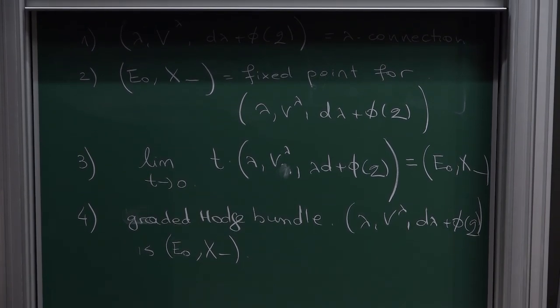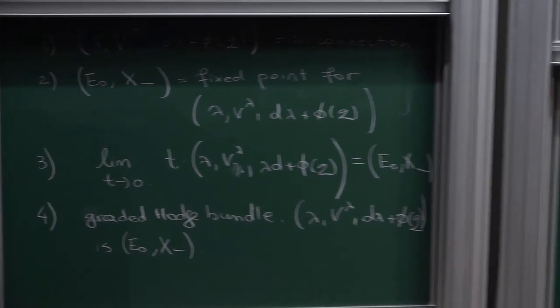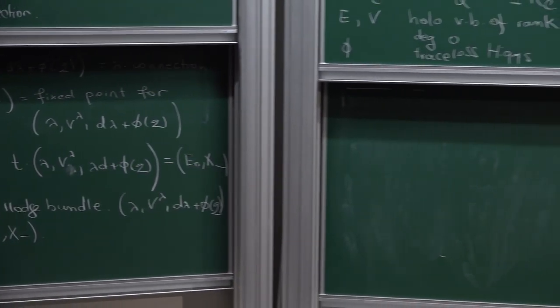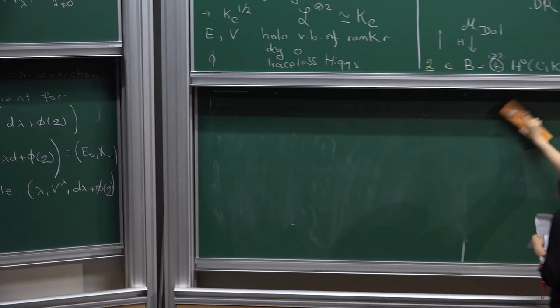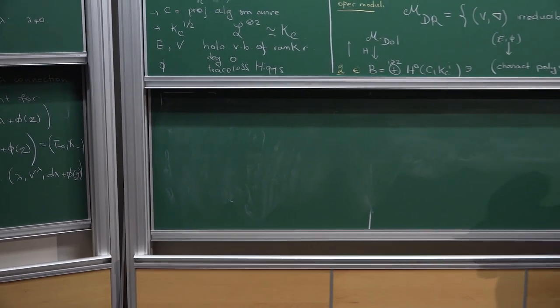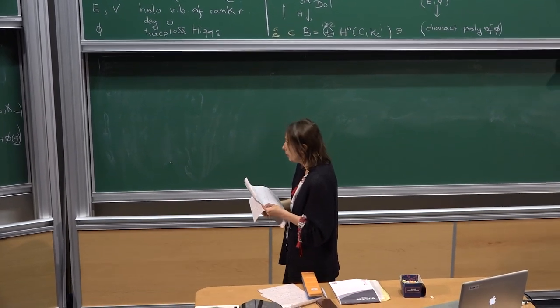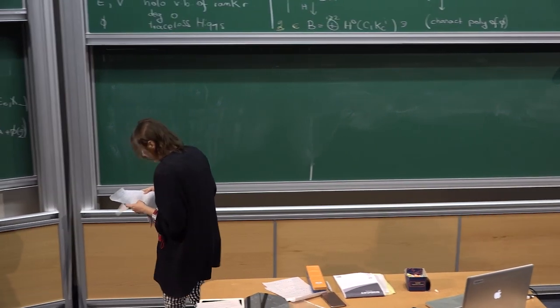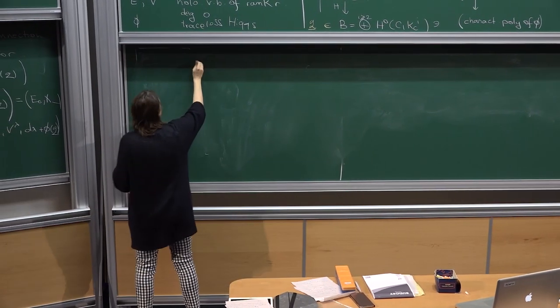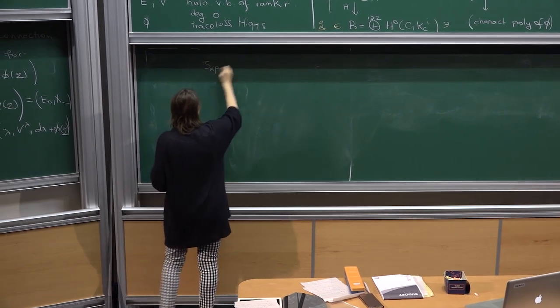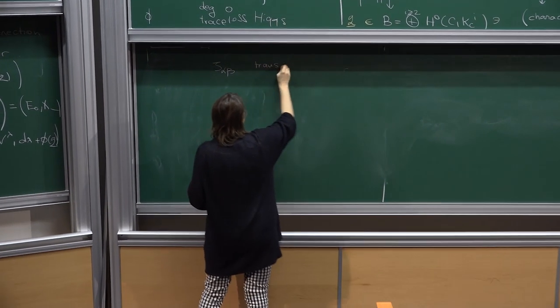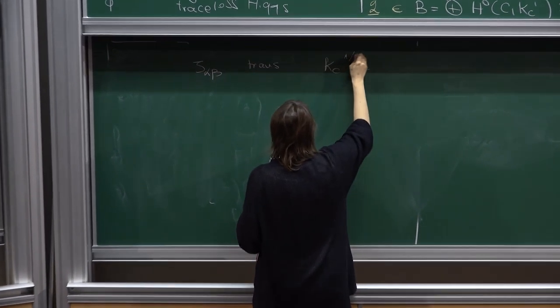So the way to see what the C star action does, I'm just going to apply the theorems above in order to prove this statement. So Z alpha beta, we said that these were the transition functions for half canonical.